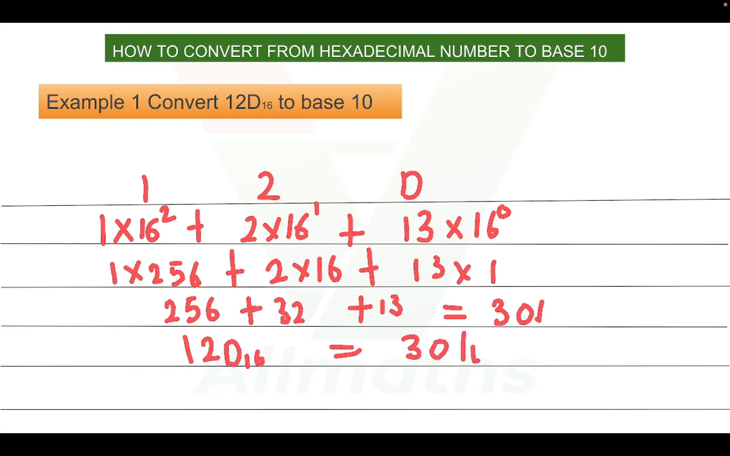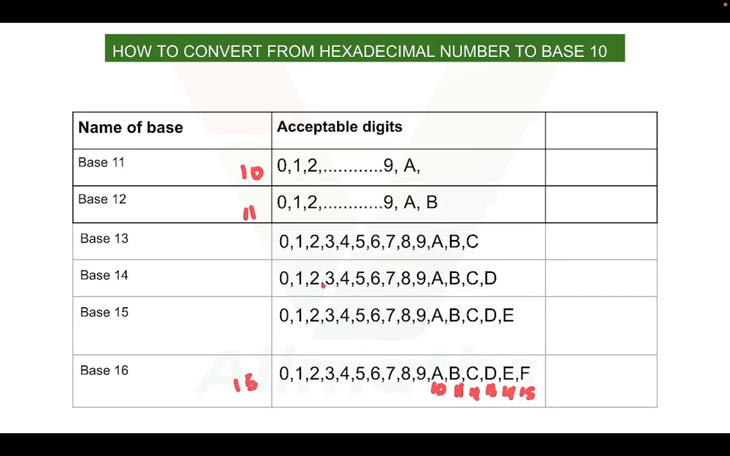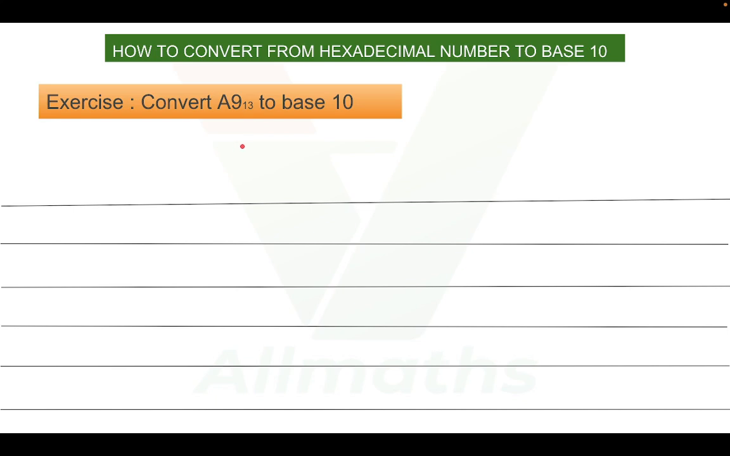If you follow that example carefully, what you need to know is what those alphabets are actually standing in for, as I have explained them here. So if you follow that example carefully and convert this A9, a base 13 number, to base 10, you should be having 139 in base 10.